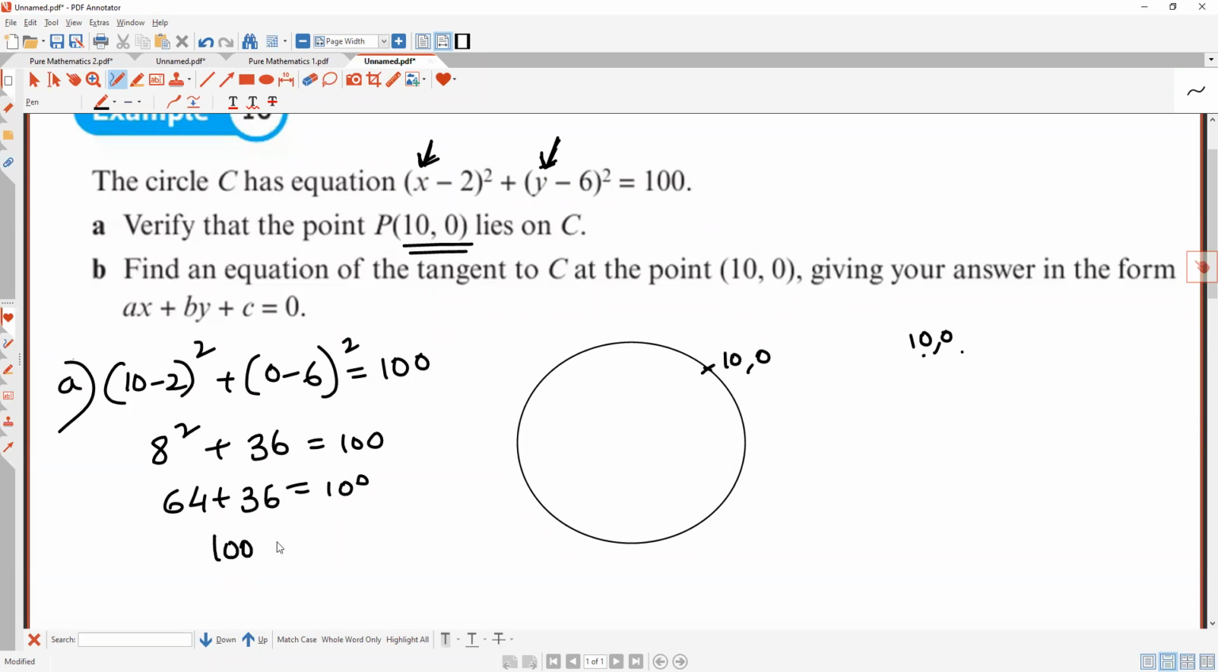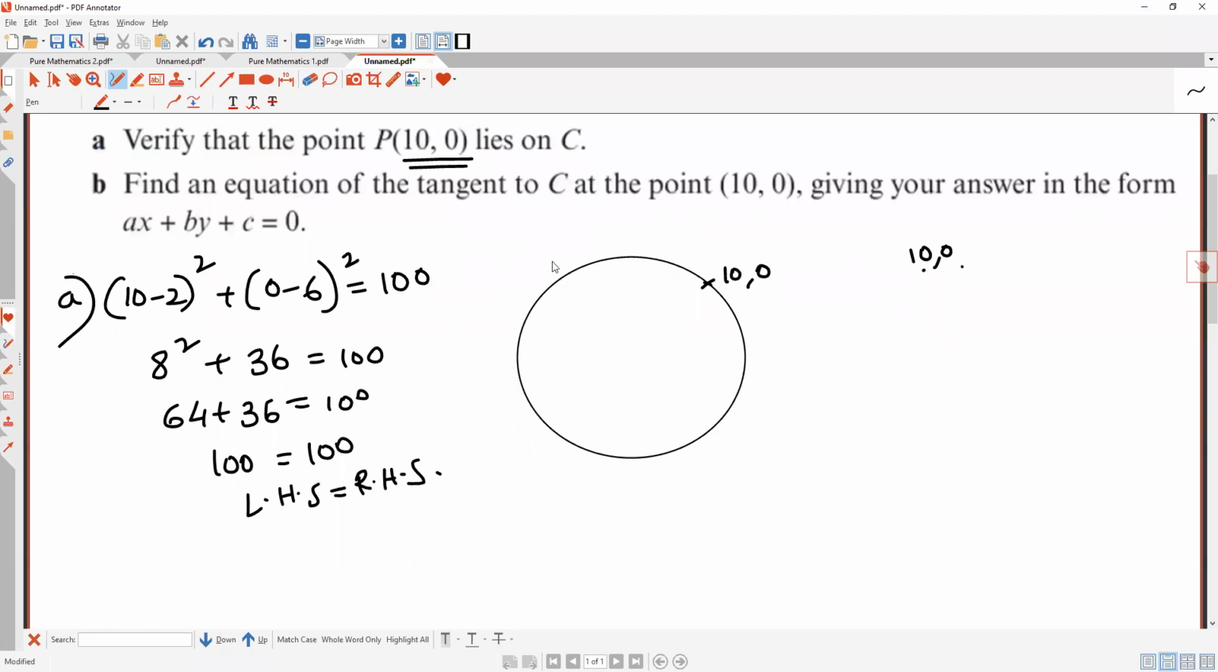Check: 100 and 100, so the left hand side is equal to the right hand side. Is this clear, everyone? Yes. Okay, everyone is clear, right? Yes. Okay, now let's talk about the B part.